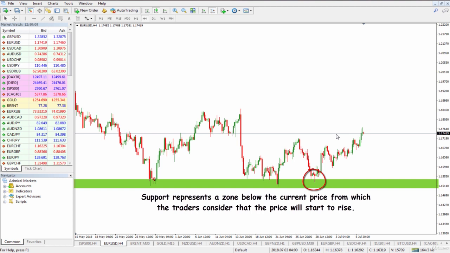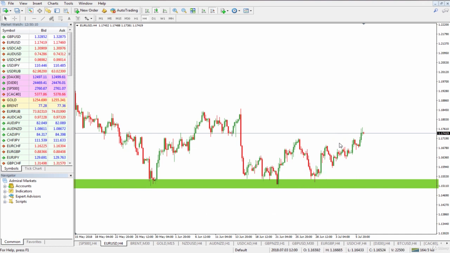Since different traders use different tools to determine support and resistance and have different perceptions about the direction of the price movement, levels of support and resistance can be found at different levels. For example, I think that the price will rise from, for example, this level. It does not mean that all traders think so.